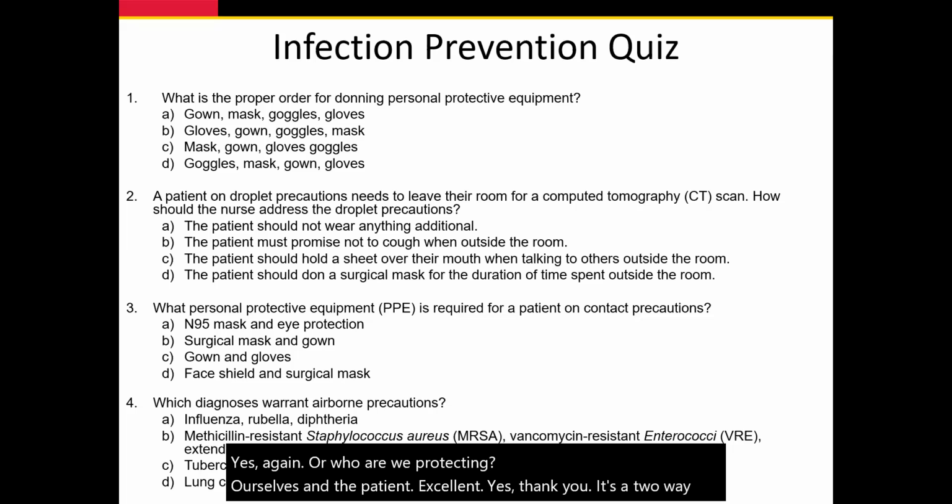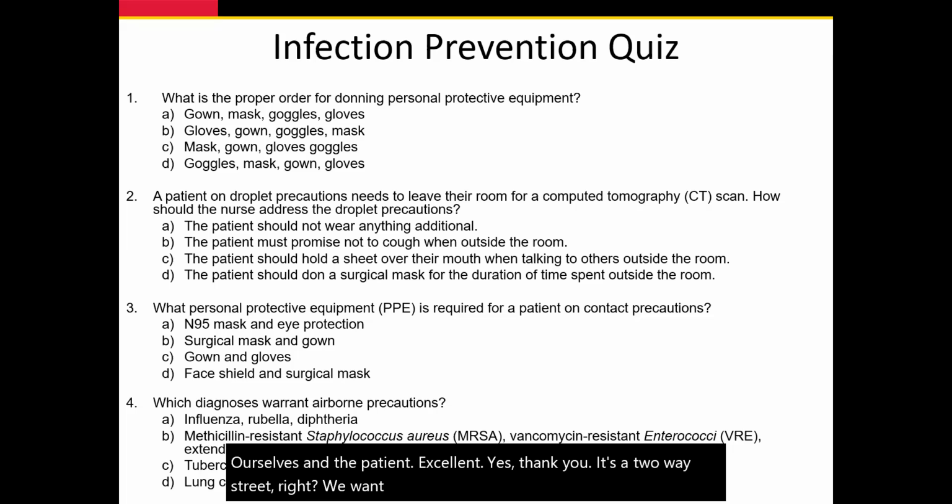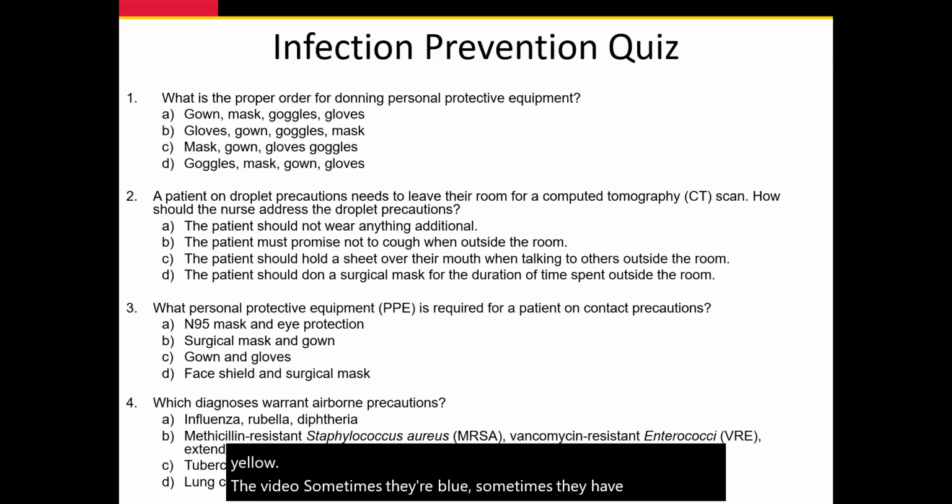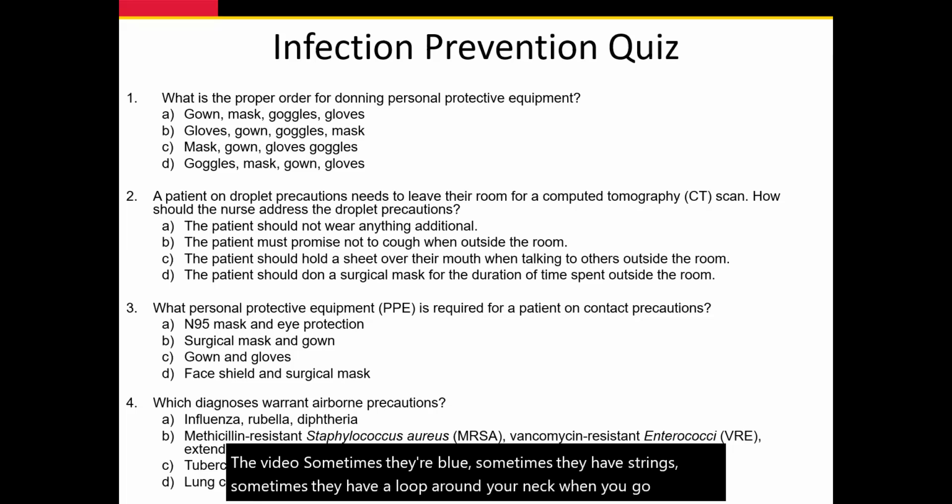We want to protect the patient against any pathogens from another patient, you know, or ourselves, or also patients have infectious agents that we have to protect ourselves against. So when you're thinking about placing PPE on, I want to make sure when we're talking about it, the first thing is a gown, and the gowns for you and your kits are yellow. In the video, sometimes they're blue, sometimes they have string, sometimes they have a loop around your neck. When you go to clinical, you may see a different product, but the principles translate.